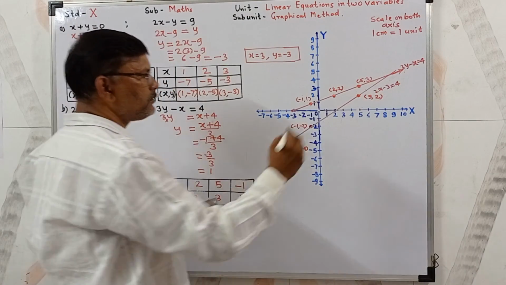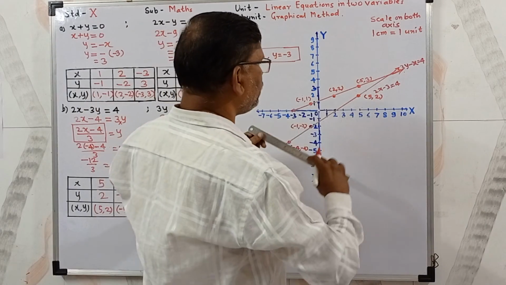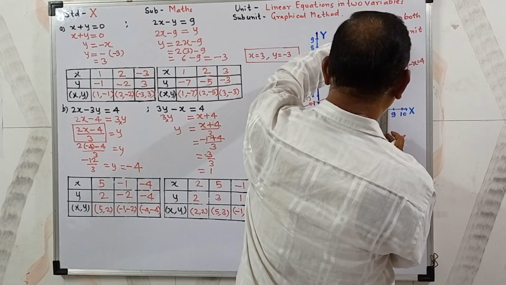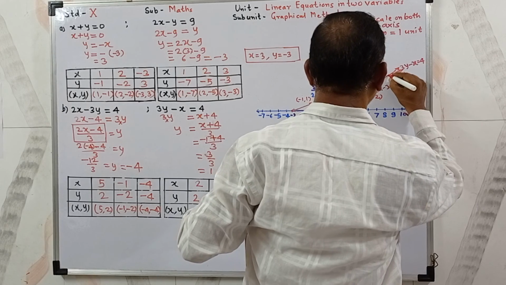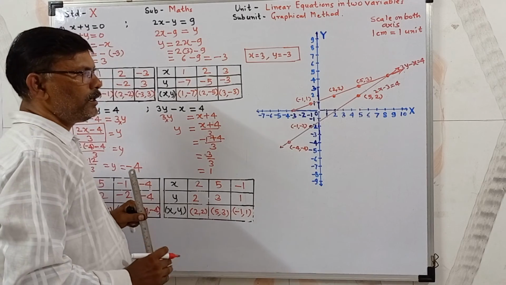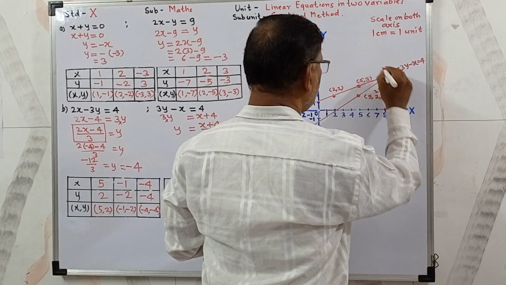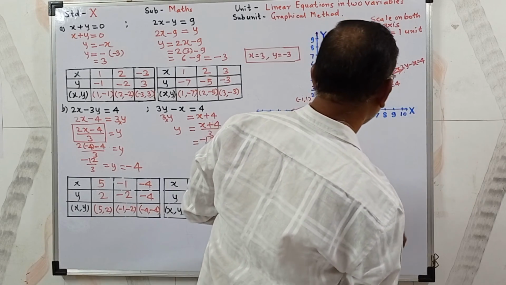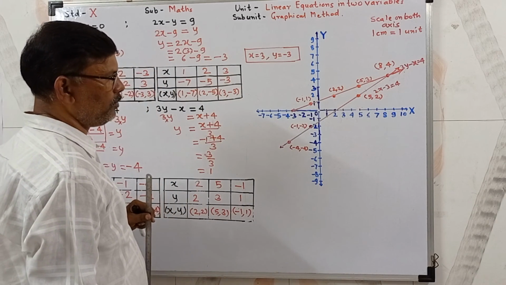Where they intersect, here is the point of intersection, and the point of intersection is 8, 4.